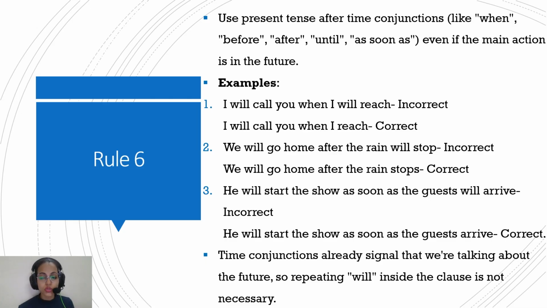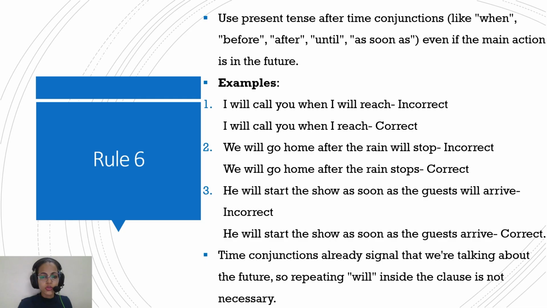He will start the show as soon as the guests will arrive. This is incorrect. Okay, we do not need to use will again when we have used a time conjunction. So the correct form will be he will start the show as soon as the guests arrive, because as soon as is the time conjunction, so we do not need to repeat the will. Okay, because the time conjunctions already signal that we are talking about the future, so repeating will inside the clause is not necessary. So there are two clauses joined by time conjunction, so if the time conjunction is already indicating the future, we do not need to use will to indicate the future, because the time conjunction is already doing that. So in this rule you should know what time conjunctions are, and if the time conjunction is used, you do not need to use will twice.